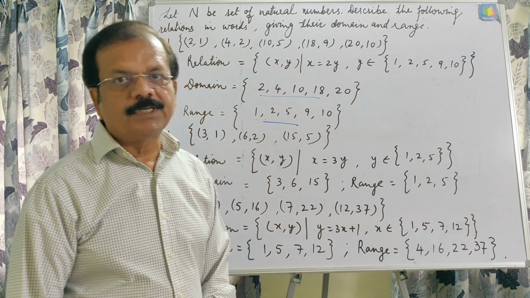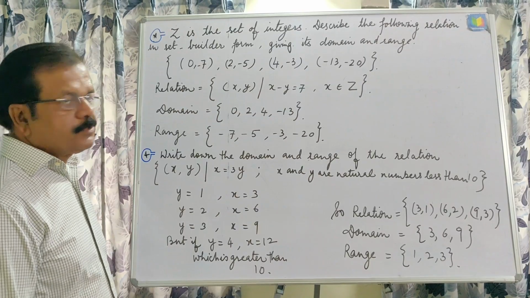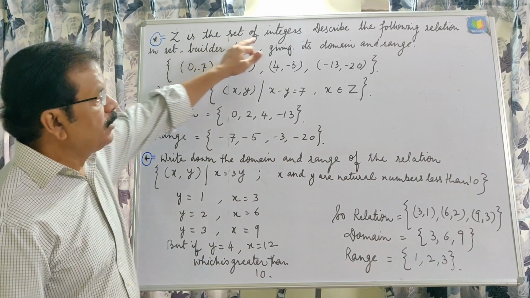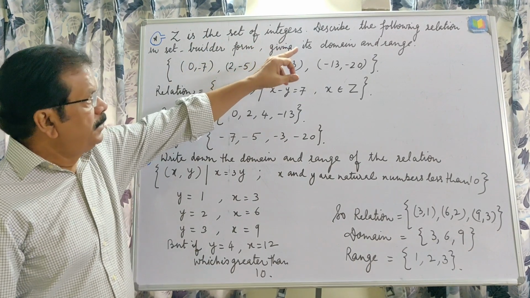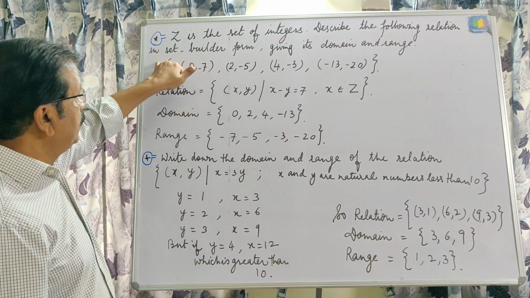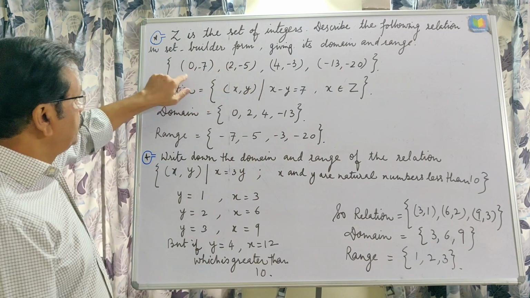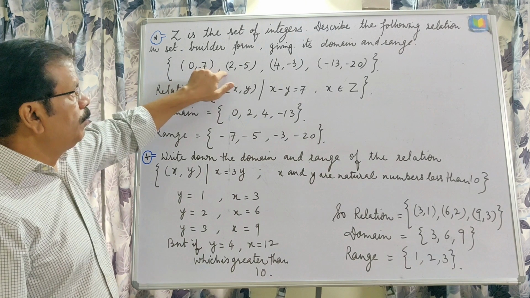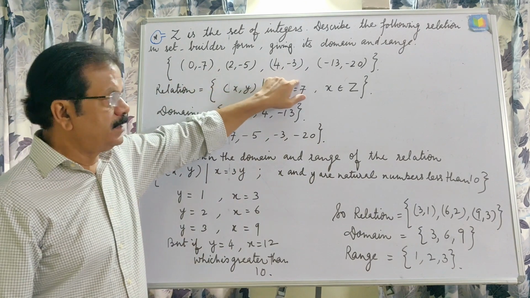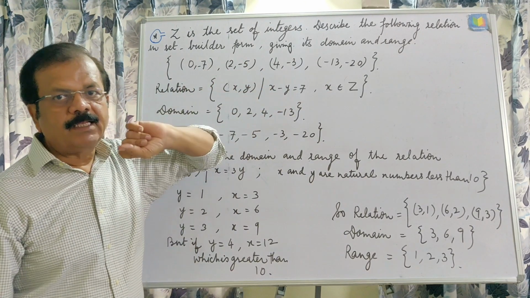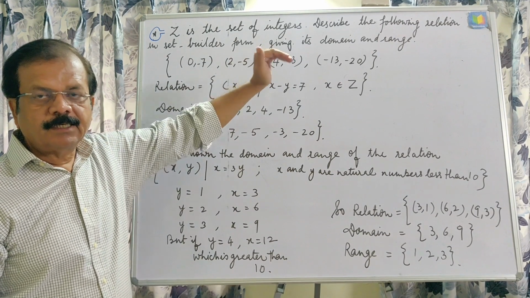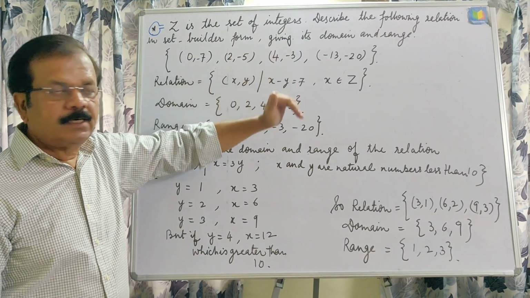Okay, now next question. In this question, Z is the set of integers. Describe the following relation in set builder form. We are given the relation in this form: (0, minus 7), (2, minus 5), (4, minus 3) and (minus 13, minus 20). This is in terms of ordered pairs.